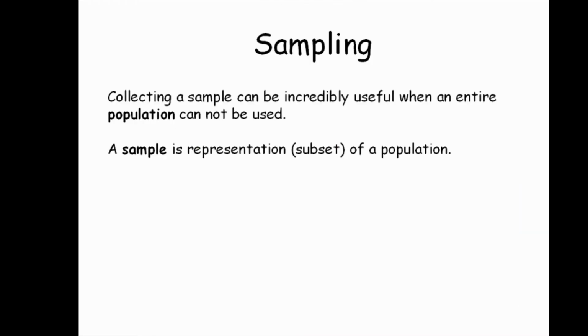So when talking about sampling, it's important that we understand some of the key words that are involved in this particular topic of statistics. Collecting a sample can be incredibly useful when an entire population cannot be used. Now, that word population: in a statistical inquiry you often need information about a particular group.